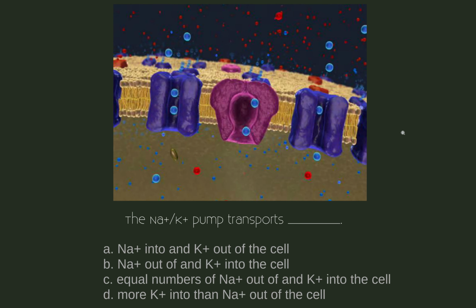And the sodium-potassium pump transports sodium out and potassium into the cell. That's how it maintains that concentration gradient.